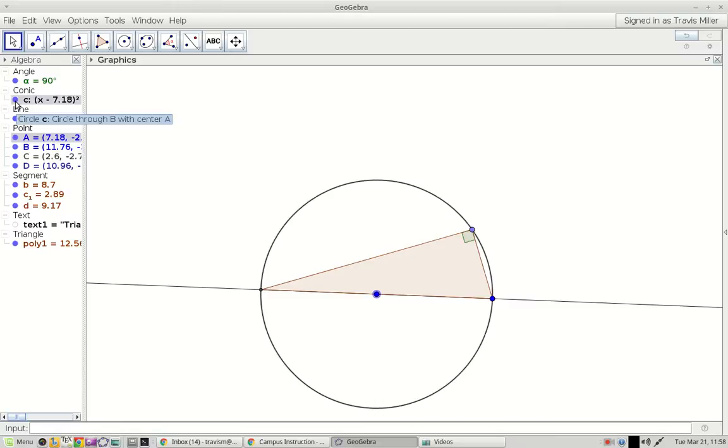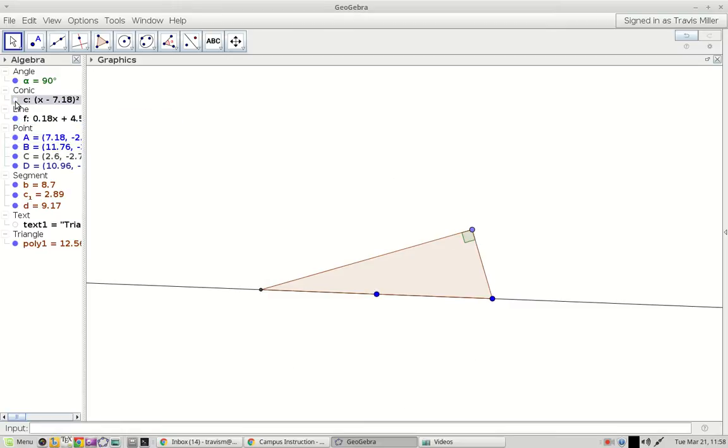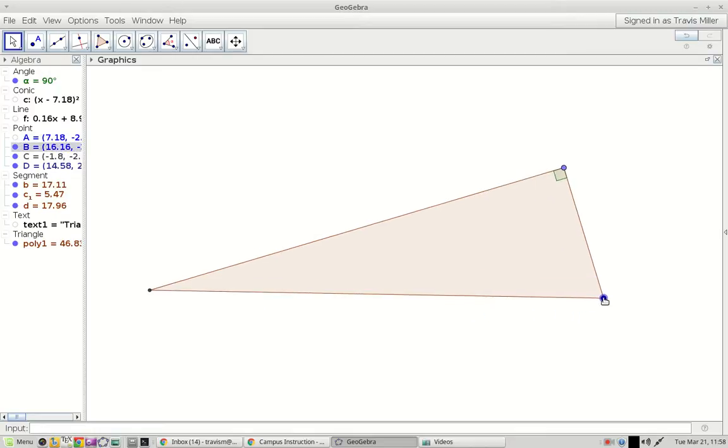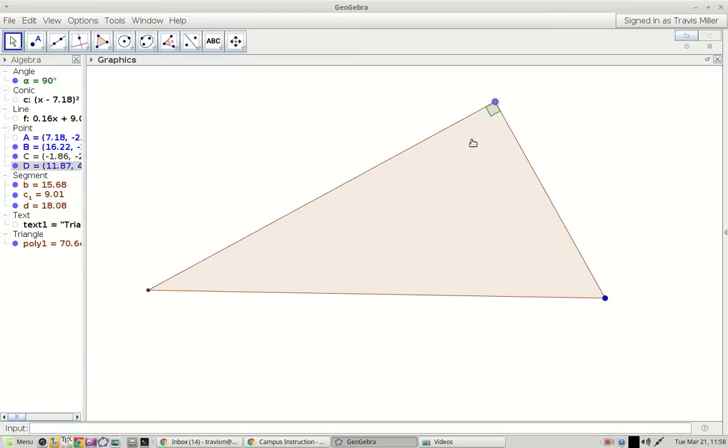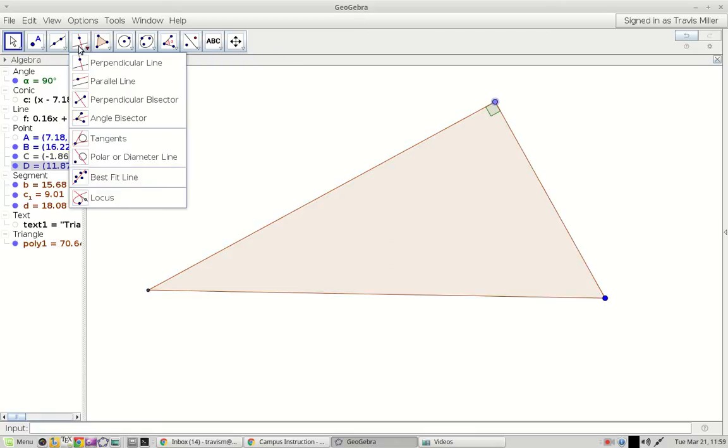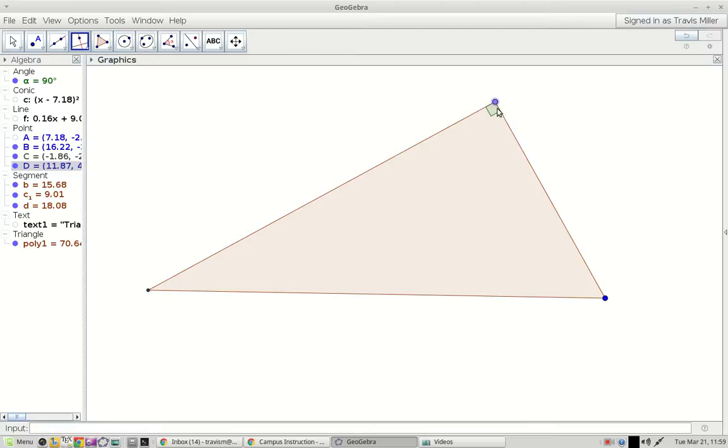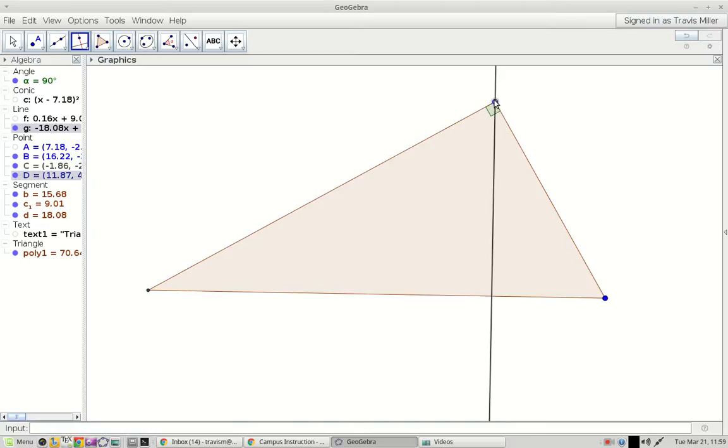Once I have a right triangle, that's where I want to start. So I'm going to hide everything else. I'm even going to hide that point. Now I want to look at the height of this triangle. The height of this triangle, this is our vocab word of the day, is what we call an altitude. So we need a perpendicular line to our hypotenuse through the right angle.